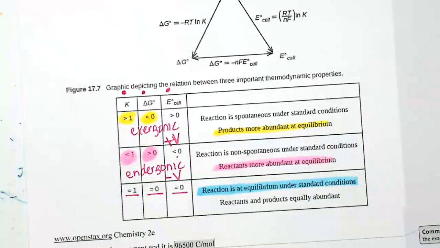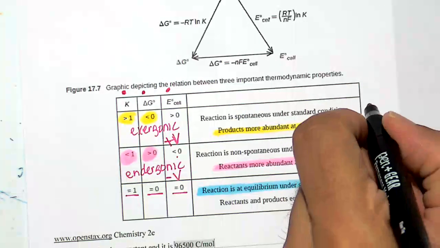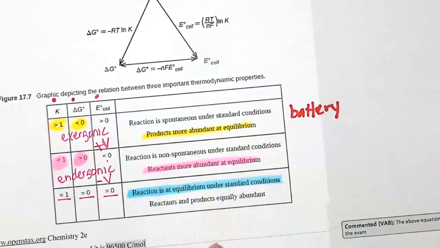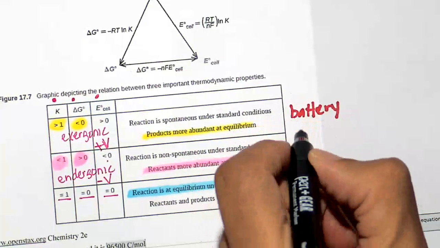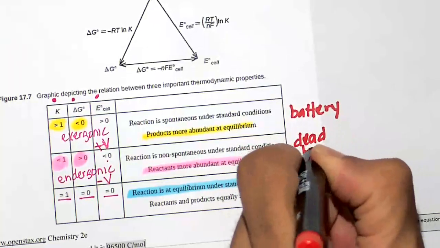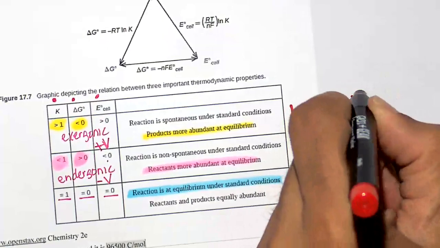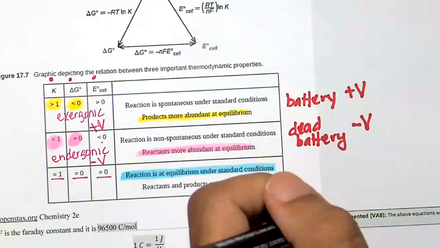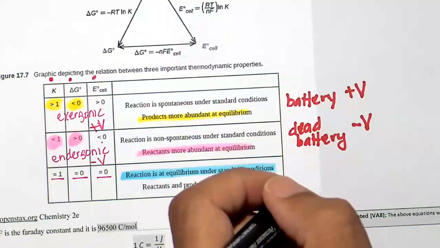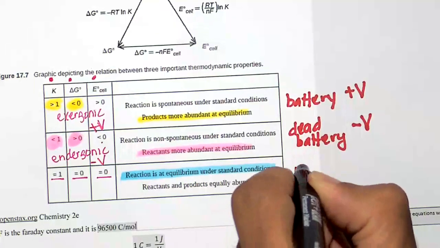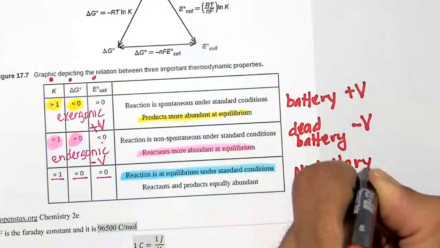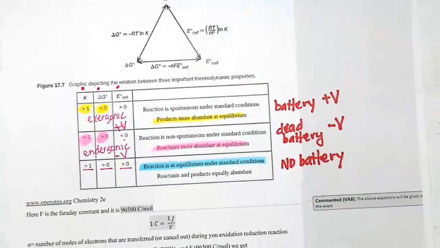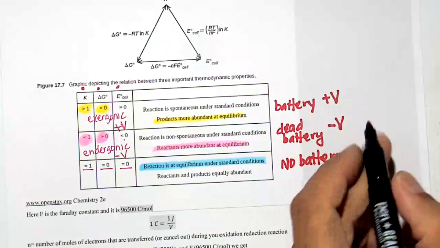If I were to condense this down into a nutshell, these three conditions on top represent a battery. Some voltage, it could be small. These conditions in the second row represent a dead battery because it's negative voltage. And the situation presented by row 3 is no battery. You have no reaction, nothing. It's just an equilibrium reaction, and that's when your voltage is 0.